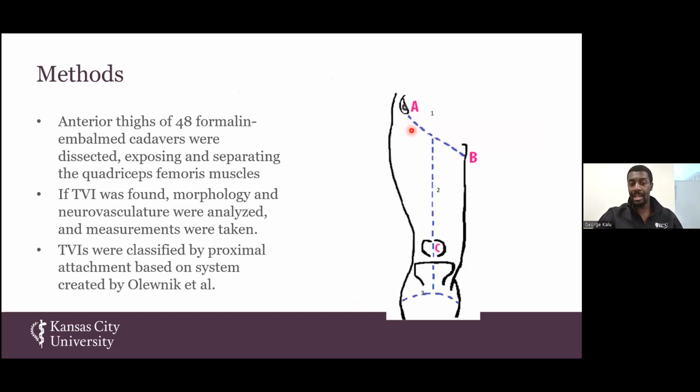And so if I was able to find a TBI, I would analyze its morphology and the neurovasculature, and I would take measurements on it. And I would classify them based off of Olunek's system. And so the first cut that I made was along the inguinal ligament, and the second one down the midline of the thigh, and the third one just below the tibial tuberosity.